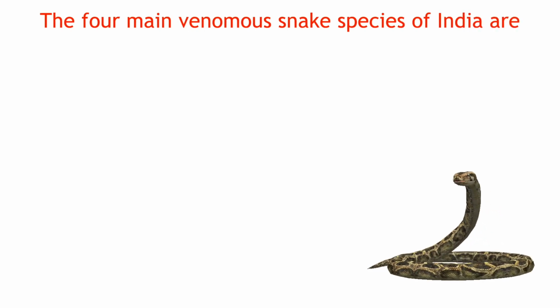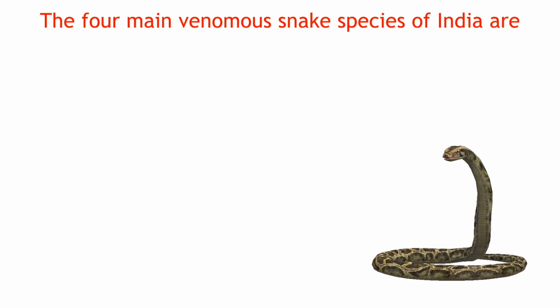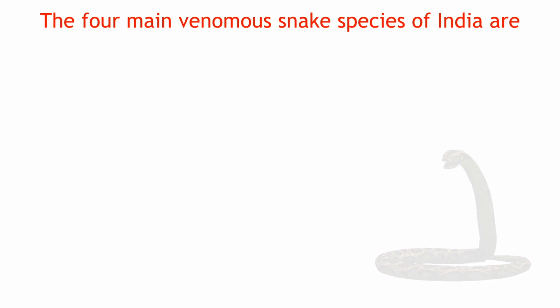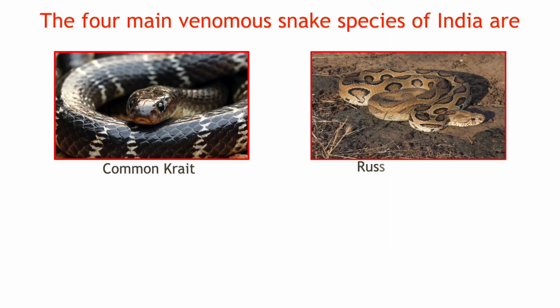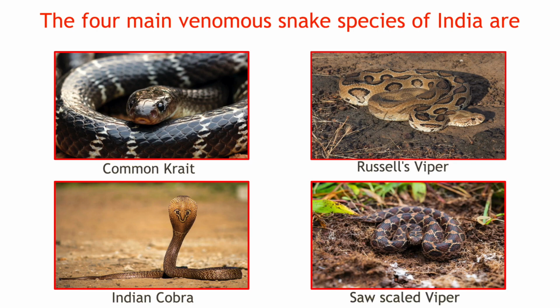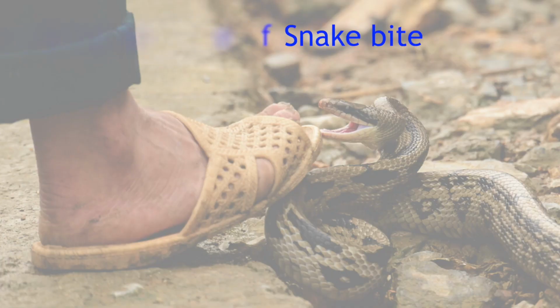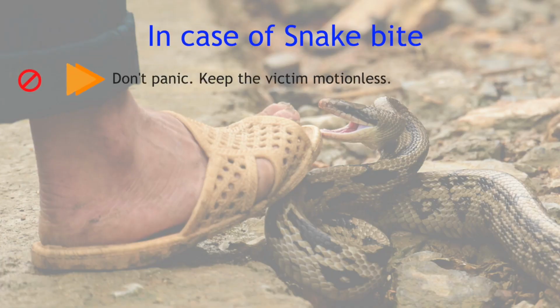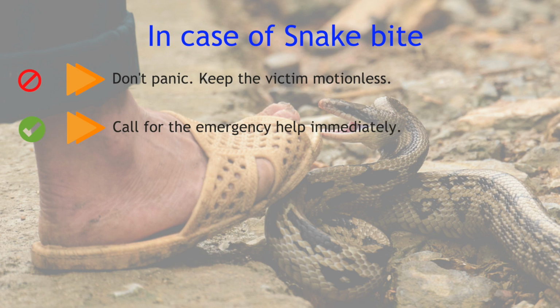The 4 main venomous snake species of India are common krait, Russell's viper, Indian cobra, saw-scaled viper. In case of snake bites, don't panic. Keep the victim motionless or immobile as far as possible.